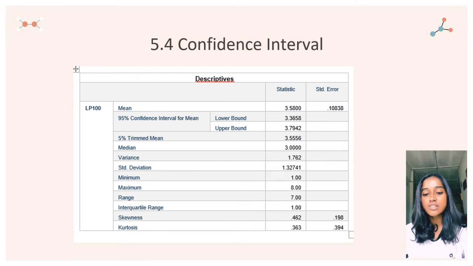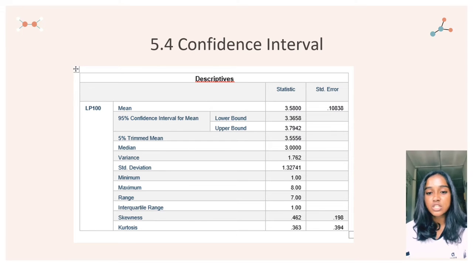Confidence intervals are made up of the 95% confidence interval for the mean, with a lower bound and an upper bound, and contain the 5% trimmed mean, median, variance, standard deviation, minimum, maximum, range, interquartile range, skewness and kurtosis.